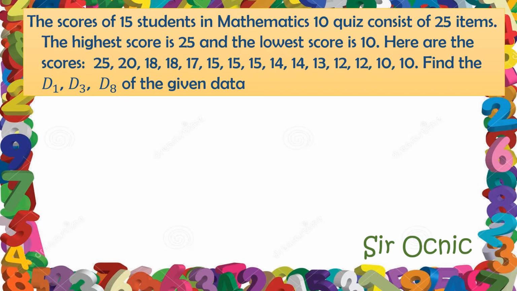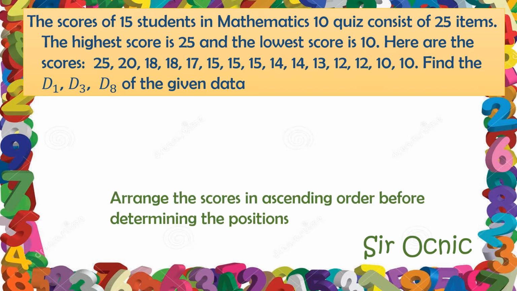Let us have our first example. The scores of 15 students in Mathematics 10 quiz consist of 25 items. The highest score is 25 and the lowest score is 10. Here are the scores. Find decile 1, decile 3, and decile 8 of the given data.